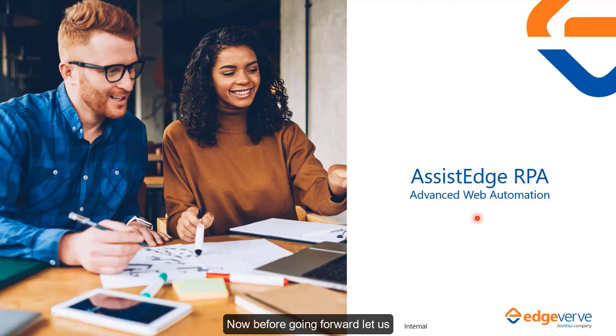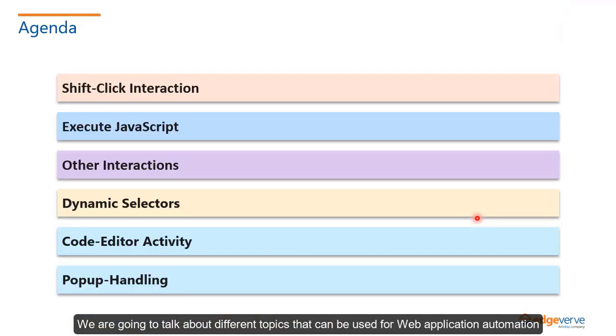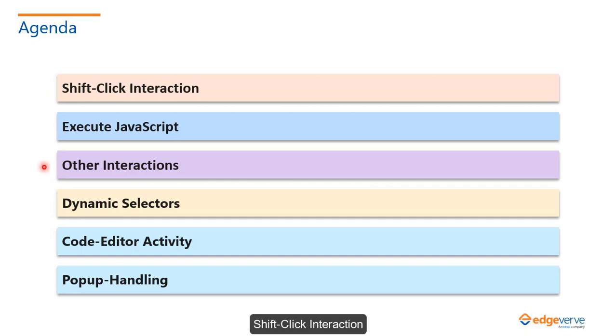Now, before going forward, let us look at the agenda for this webinar. We are going to talk about different topics that can be used for web application automation: ShiftClick Interaction, execute JavaScript, other interactions, dynamic selectors, code editor activity, and pop-up handling. Let us understand these topics in detail.